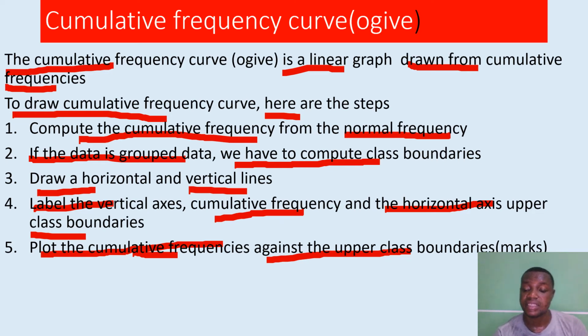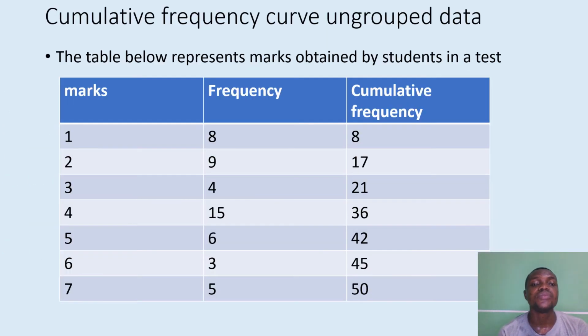So let's take an example. We have this table. The table below represents marks obtained by students in a test. So we have marks and frequency. The question will give you marks and frequency, and you find the cumulative frequency. So the first frequency will be the first number for cumulative frequency.